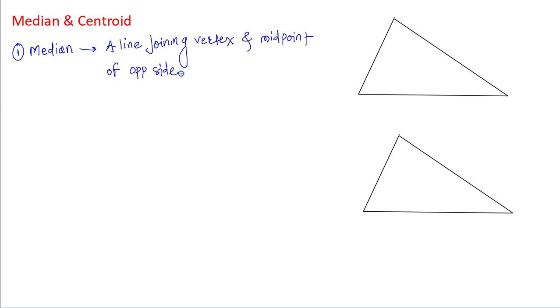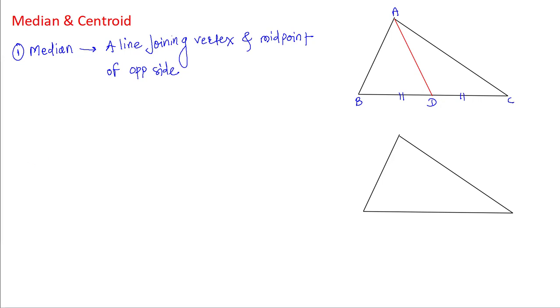Look here. We are supposed to join a vertex of a triangle and the midpoint of the opposite side. Let's say this is triangle ABC, and D is the midpoint of BC. So over here AD acts as a median. So a median is a line joining a vertex of a triangle and the midpoint of the opposite side.